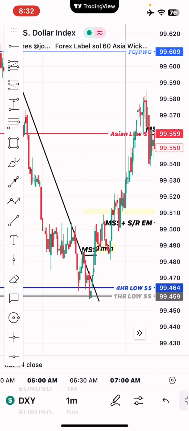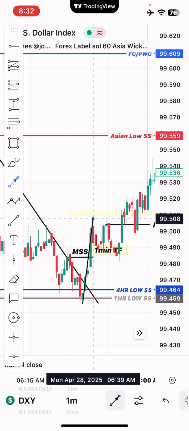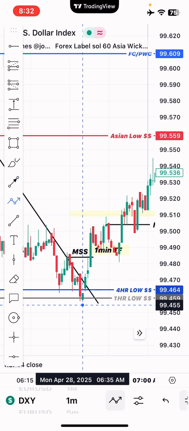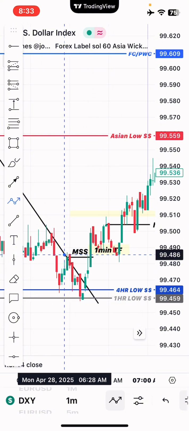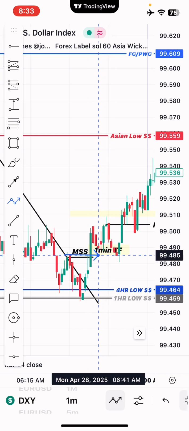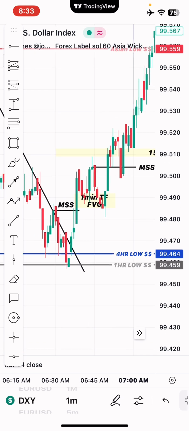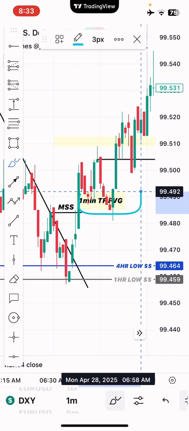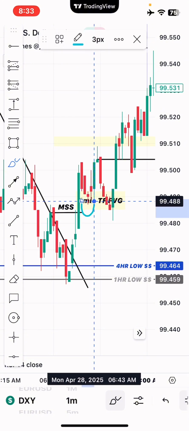After price broke out from this level, you can see there was a market structure shift here. That is price shift structure, bullish market structure, showing us we are already bullish. So after price shift structure, you can see it respected this fair value gap twice. You can see it's 1, 2.